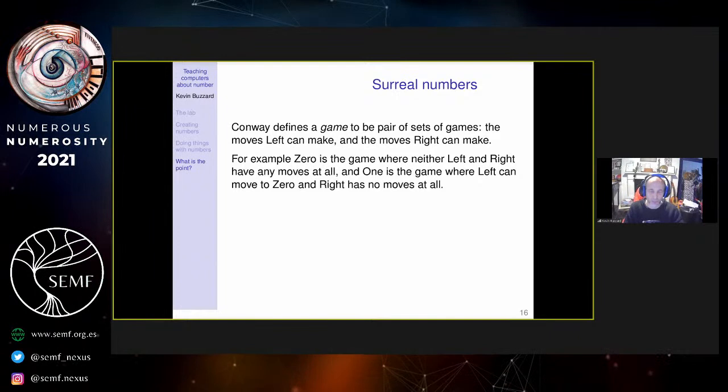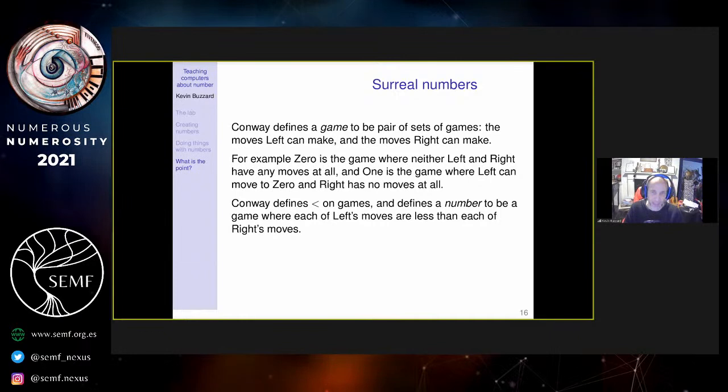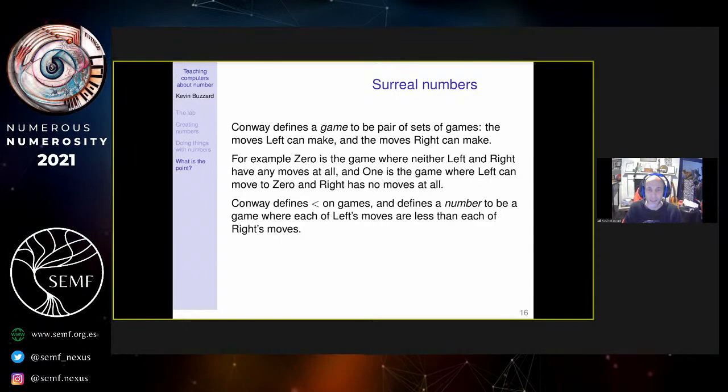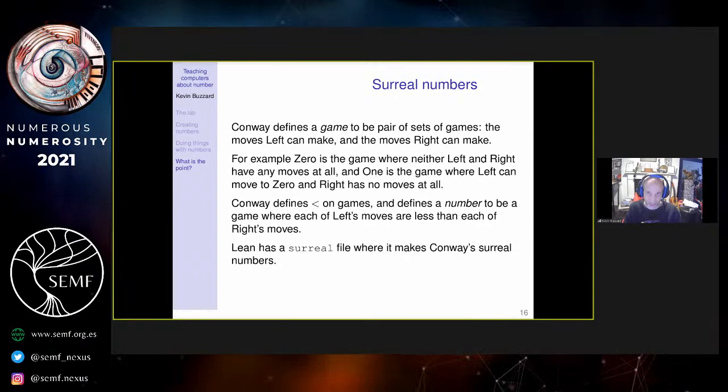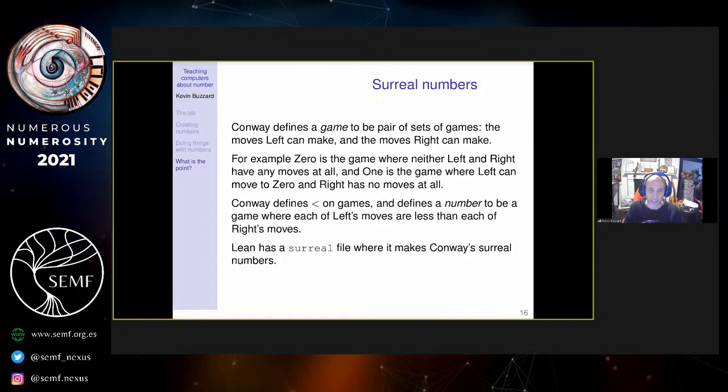We could do this in Lean. And indeed, it has been done in Lean. So you can make games like this. And then he defines a number to be a certain kind of game, a game that looks a bit like a Dedekind sum. And Lean has got these Conway's so-called surreal numbers. And again, you can just type Conway's definition into Lean and make these numbers too. So we can make all these kinds of numbers.